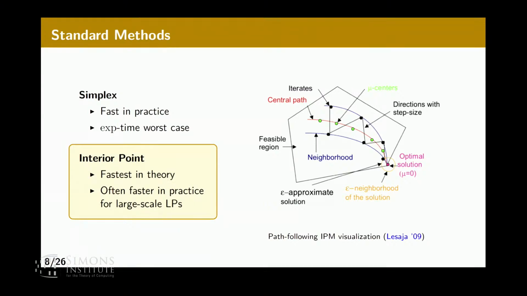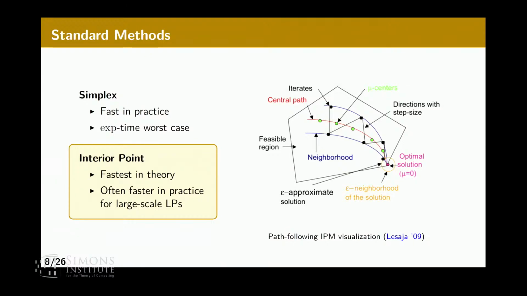Standard methods, of course, simplex is probably the first thing that comes to mind. Fast in practice, exponential time worst case complexity. Interior point methods, ellipsoid I'm skipping. Interior point methods, they are the fastest. They're fast in theory, weak polynomial time convergence. They are often faster in practice than simplex for large-scale LPs. As I was working in this area, I talked to people at Gurobi and other places, and they told me that in many cases, they will run an interior point method to get close to the optimal solution, but then they would switch to simplex to actually get the actual optimal solution. So combination of the methods also exist.